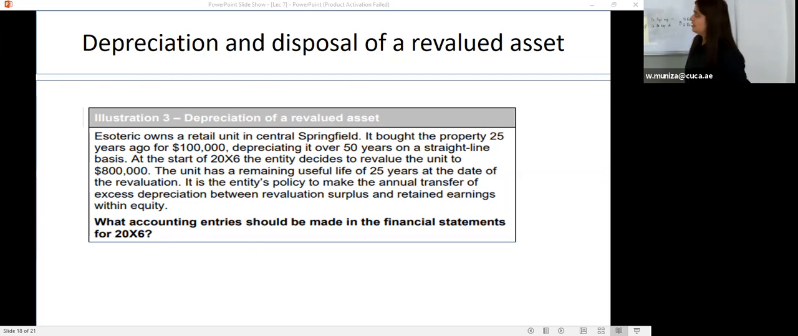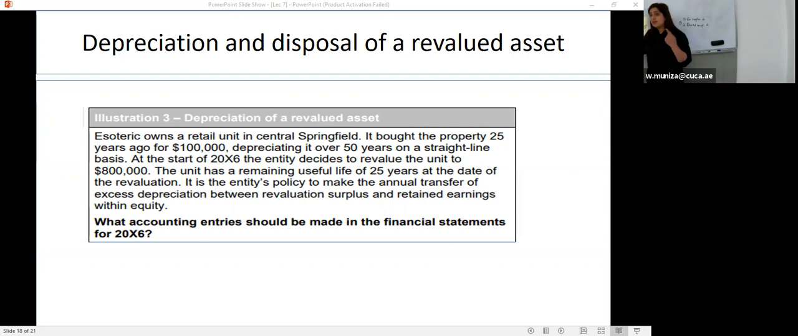Esoteric owns a retail unit in Central Springfield. It bought a property 25 years ago for $100,000, depreciating it over 50 years on straight line basis. So students, how much is going to be the depreciation as per this data? The cost is 100,000 divided by estimated useful life of 50. How much per year depreciation will be there? How much? 2,000 it will be per year depreciation.